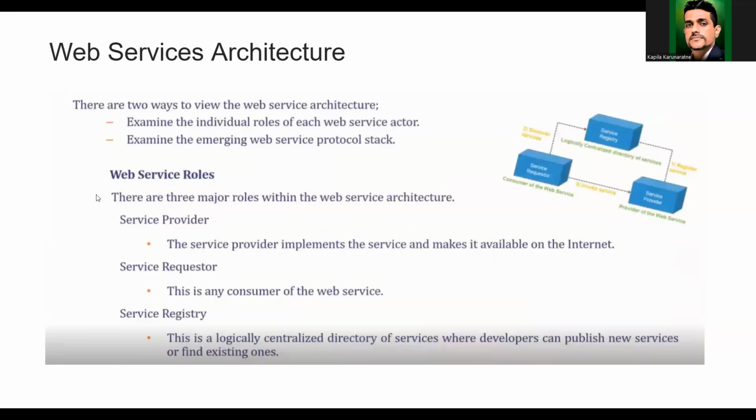The service provider brings services and makes them available on the internet. So the service provider is the person who develops these services. The requester is the person who is consuming. Right? So think if you are consuming Google Maps, you are a requester. The person who developed Google Maps, Google, is the provider. The service registries are logically centralized and stored, so developers can use them to publish. So these kinds of people we can consider the registry.